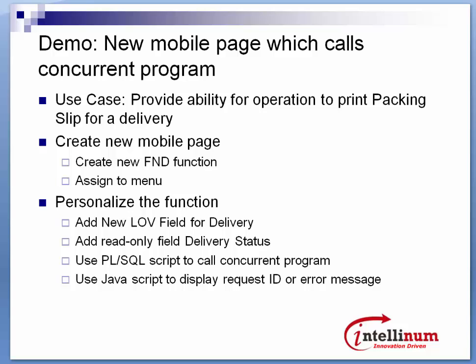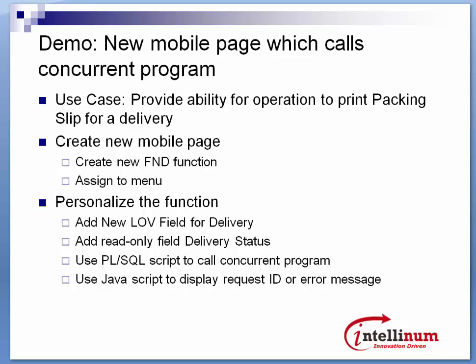First, we need to create the mobile page. So we need to create a FND function at first, and then we attach that FND function to the menu. Next, we will personalize the function using Express Server. In here, we will add a new LOV field for the delivery, and just for demo purposes, we will also add another new field, which is a read-only field, to show the delivery status.